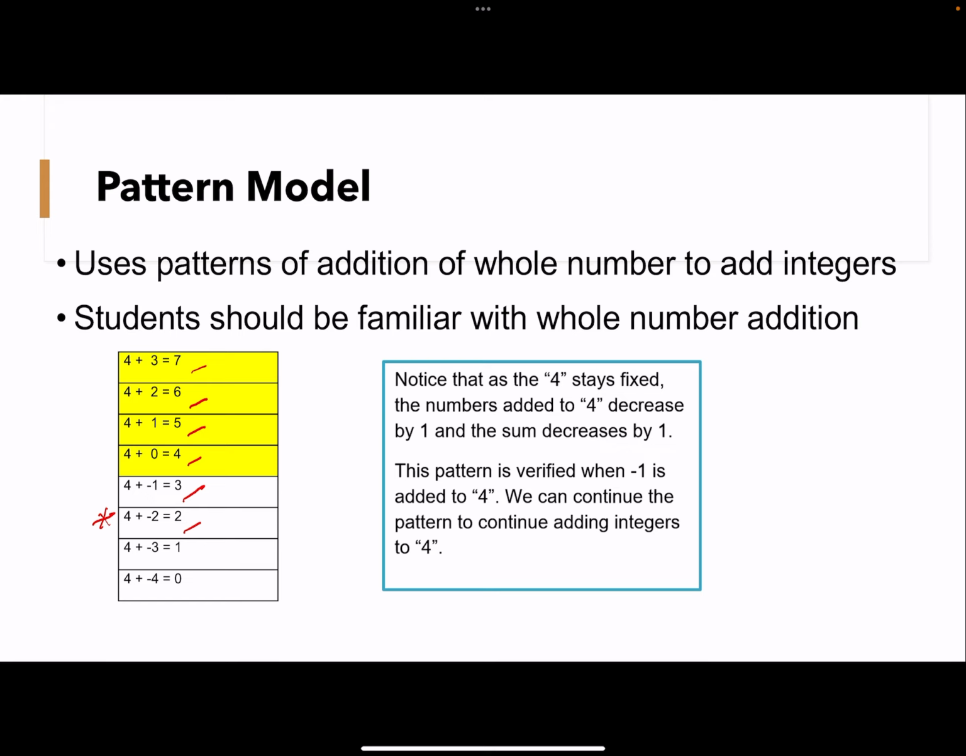Might be a good idea if we started off getting students an example where we had a table, maybe we had filled in what was in yellow, and then they finished filling out the ones that are in white, trying to find the pattern that's actually happening.